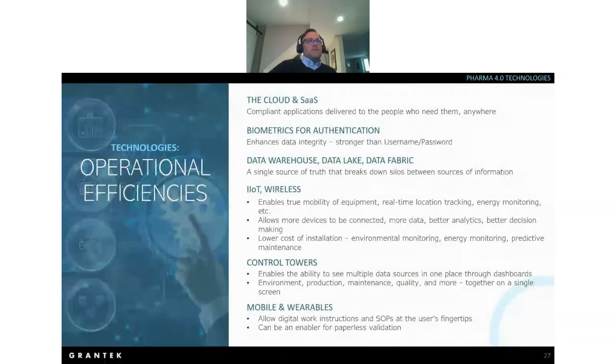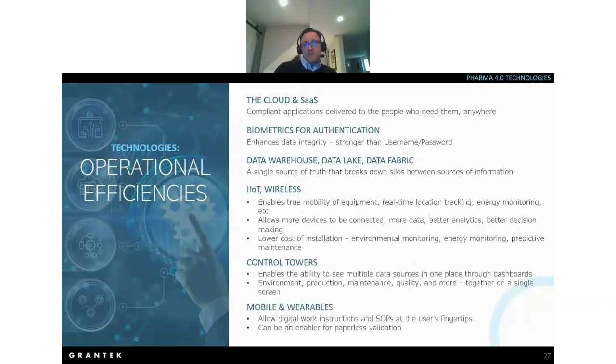With regard to operational efficiencies, we've grouped a number of technologies on this single slide that act as enablers for more specific applications to sit on top of or use. First, you have the cloud or software as a service. These are compliant applications delivered to the people who need them anywhere they are.